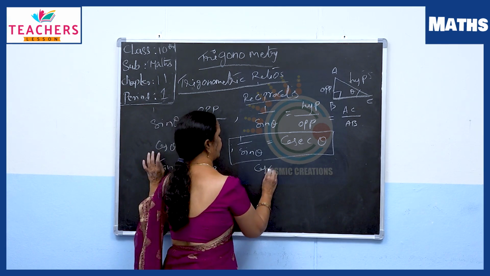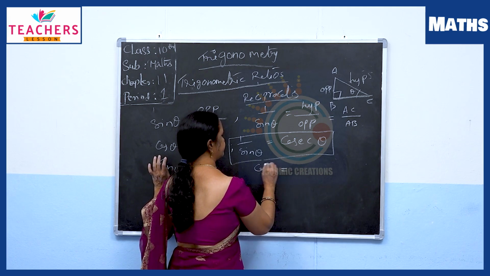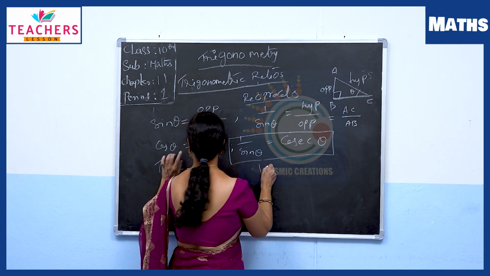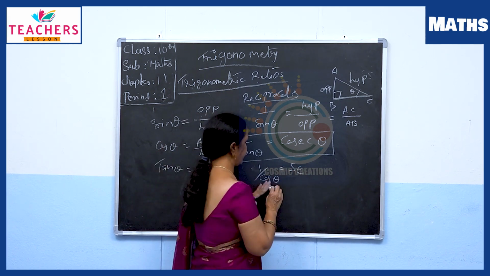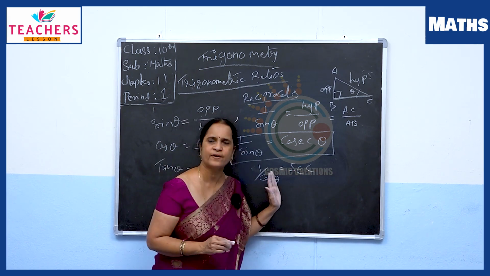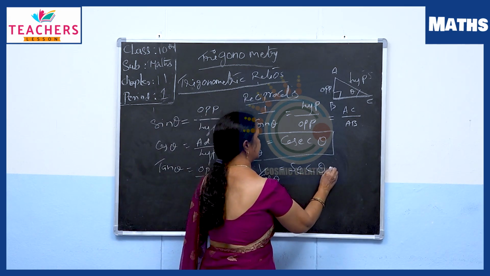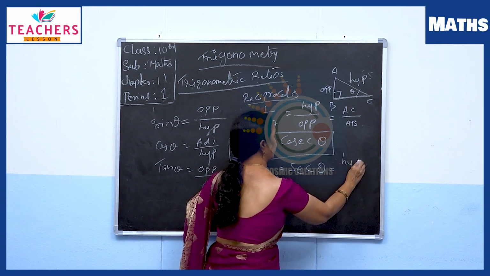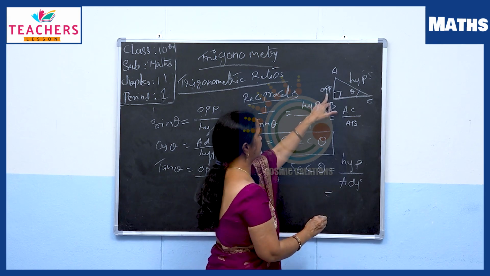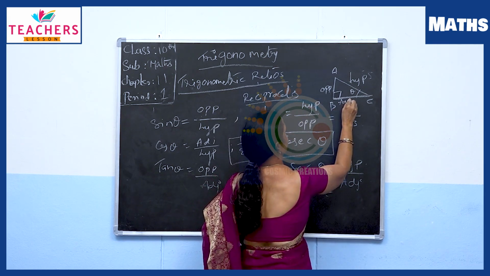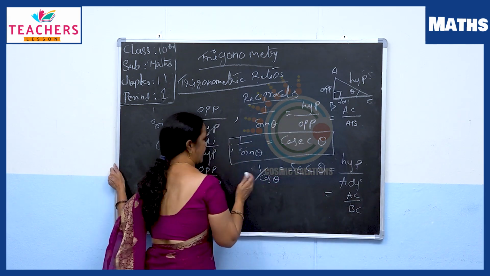And cos theta. 1 by cos theta is the reciprocal. Cos theta we have written already. Secant theta is the reciprocal of cos theta. 1 by cos theta is referred to as secant theta, which is hypotenuse by adjacent. Adjacent means in this triangle, this is adjacent. AC by BC.